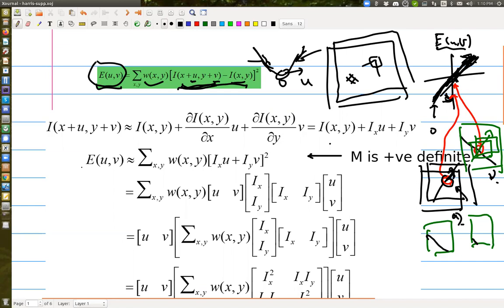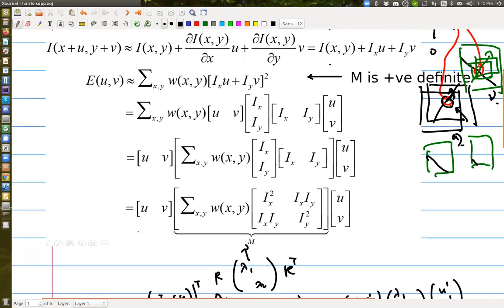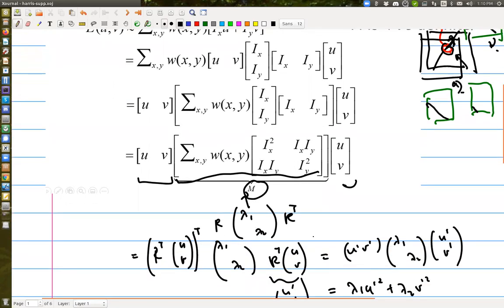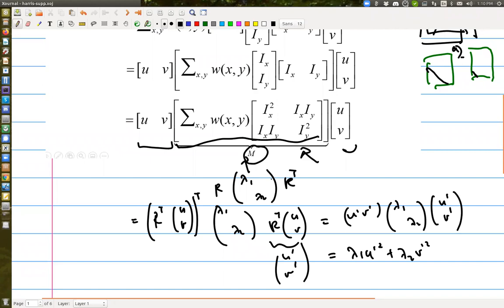So then last time we said, okay, let's try to expand that with Taylor series expansion. Then eventually we can just write EUV as something like that: UV multiplied by this guy here and multiplied by this UV here. And this we call a matrix M. By the way, this is a positive definite symmetric matrix. So the eigenvalues have to be positive, and the eigenvector matrix will be orthogonal. It's basically just a rotation matrix.